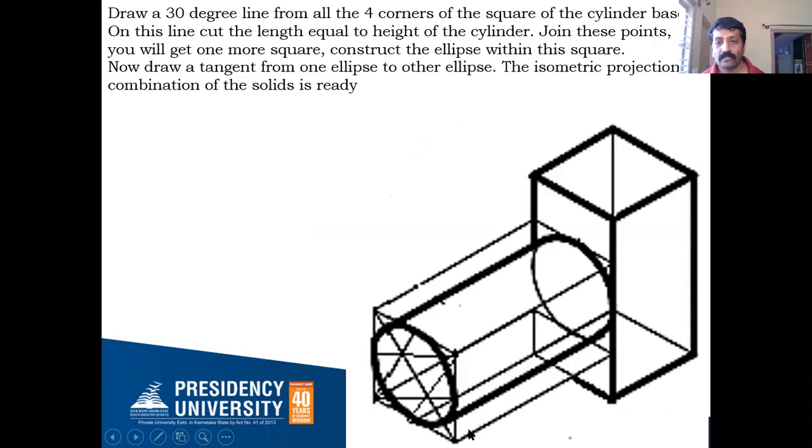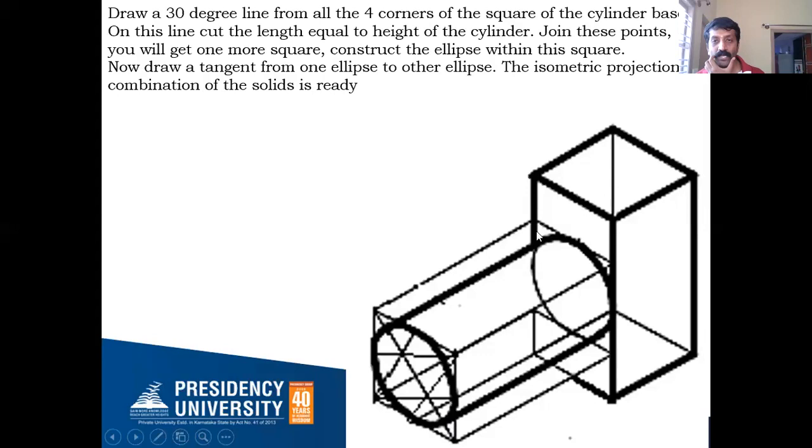2 and 3. You draw a 30-degree line from all the corners ABCD of the base of the square. After drawing the 30-degree lines in this direction, you take the height, or length, of the cylinder. It is 50 millimeter. You check how much it is given. You take that isometric height, or the length of the cylinder. On this 30-degree line, you cut the isometric height from all the 4 corners from which you have drawn the 30-degree line. You will get 4 points, 1, 2, 3 and 4.